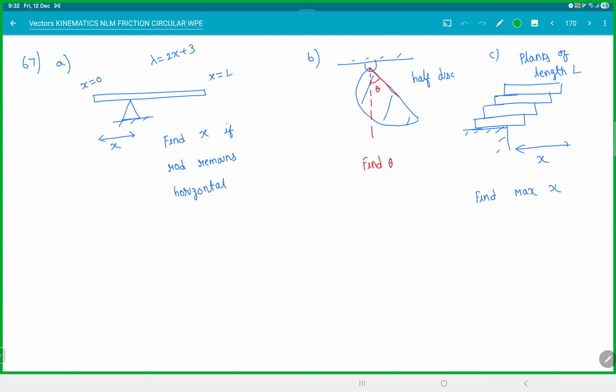We have a rod with lambda equal to 2x plus 3. It is hinged, meaning there is a support at x. Find x if the rod remains horizontal. A half disk is hung from one corner. Find theta in equilibrium. Four plates are kept one on top of another as shown. Find the maximum distance the plates can be pushed outside from the table.